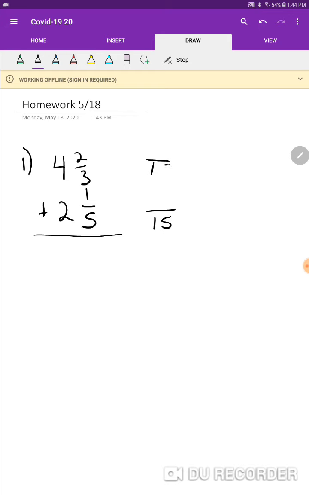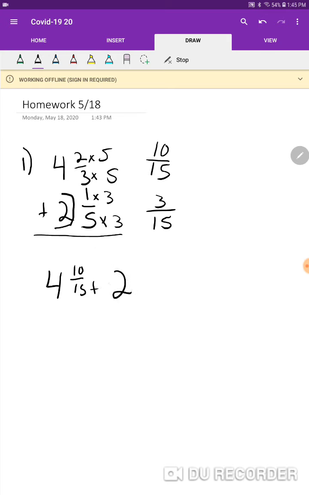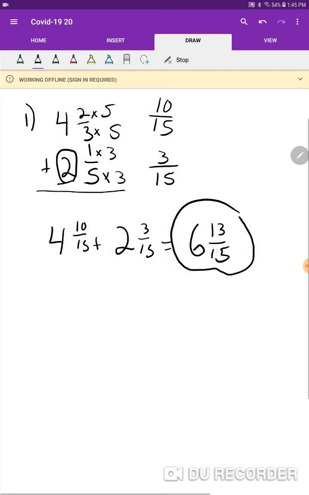Put in our common denominator of 15. For our 4x's, to make equivalent fractions, we multiply by 3. Here we have to multiply by 5 to get 10. Mr. Manfield always freaks out, write it sideways. So we have 4 and 10/15 plus 2. Where am I getting the 2 from? Right here. 2 and 3/15 equals 6 and 13/15, cannot be reduced. Best and final answer, and we're already on number 2.